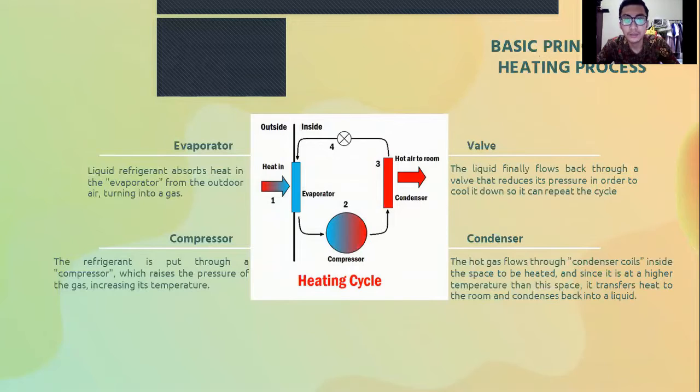Third, the hot gas flows through the condenser coils inside the space to be heated. Since it is at a higher temperature than the space, it transfers heat to the room and condenses back into a liquid. Then the liquid flows back through a valve that reduces its pressure in order to cool it down so it can repeat the cycle.